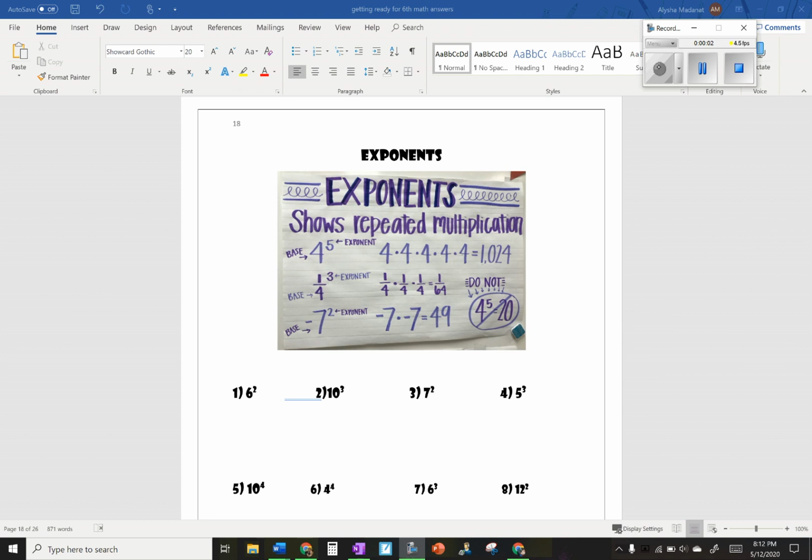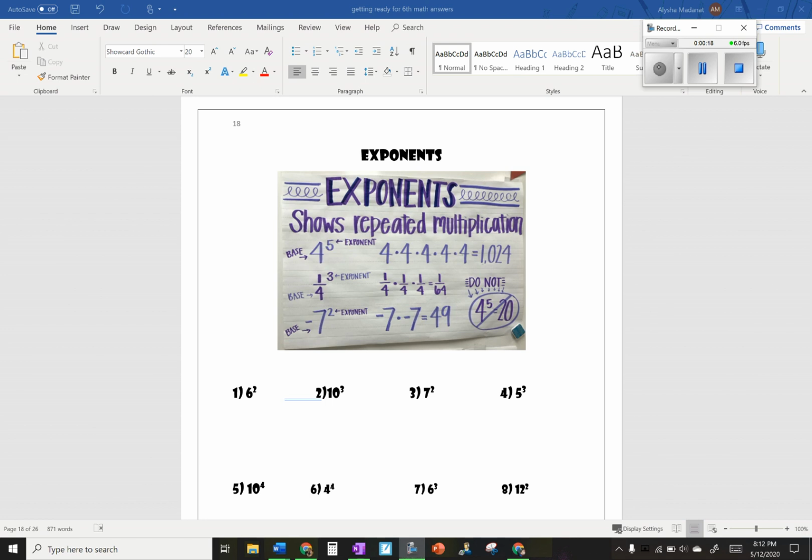All right, with exponents, it's really important to remember that the bigger number that's written, not value, but the actual size of the number, is called the base, and then the little number that's up in the top right-hand corner is called the exponent.